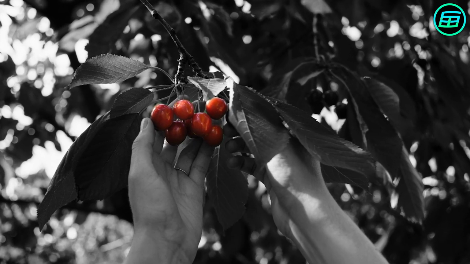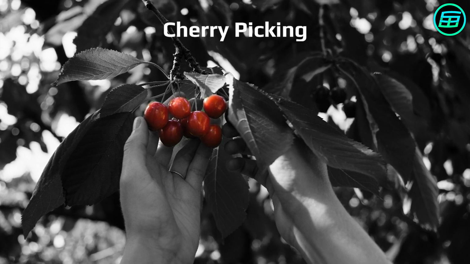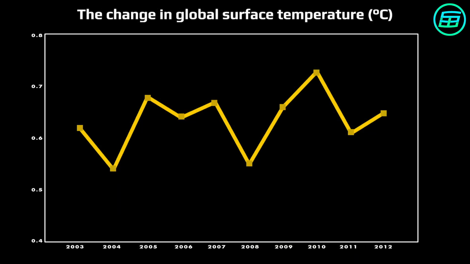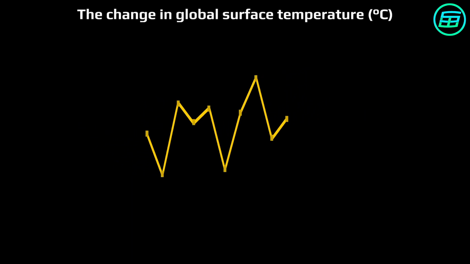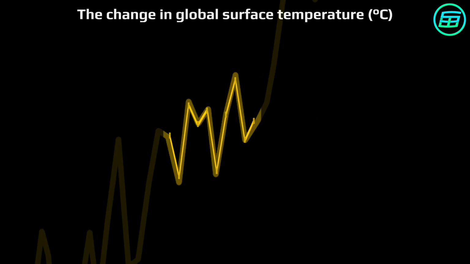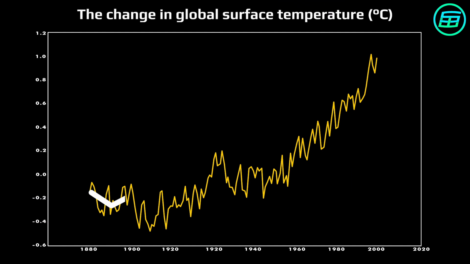Another way of using graphs to deceive is what's called cherry picking. Here's a graph showing the global surface temperature between 2003 and 2012. It gives the impression that the surface temperature isn't really changing, so we might be led to believe that there's no significant global warming threat to the world. But what we're being shown is just a small, carefully selected part of a bigger graph. When we're presented with this bigger picture, we can see that the global surface temperature has increased significantly. Again, these two graphs tell different stories without changing any numbers.